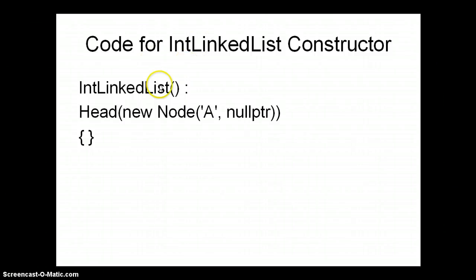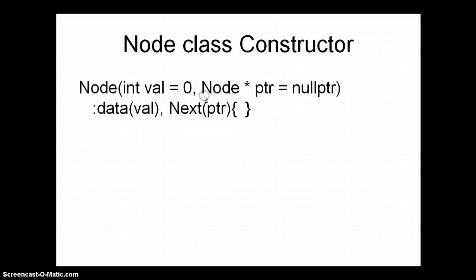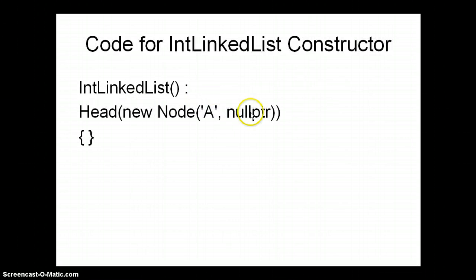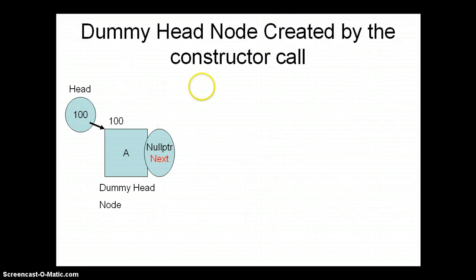So this constructor calls create a dummy node which has not a number in the data field, and nullptr in the next pointer field. Okay, so when this constructor is called, basically let's go back to the node class constructor. The data field gets NaN, next field gets nullptr, this value. When that happens, the linked list looks like this. Okay, it creates a dummy head node.